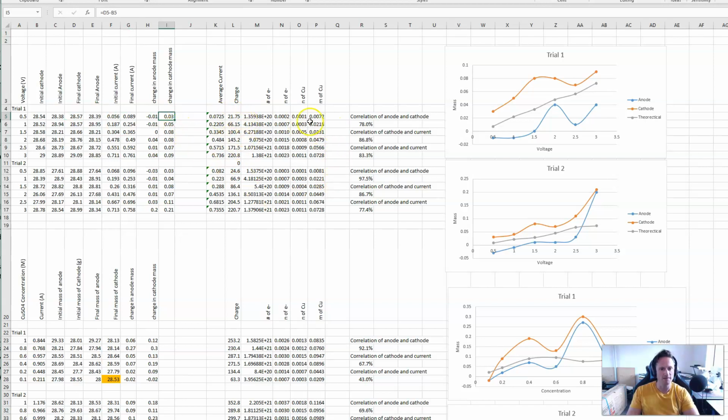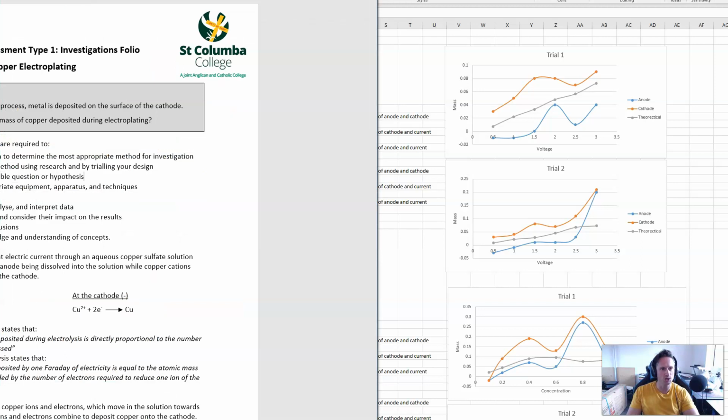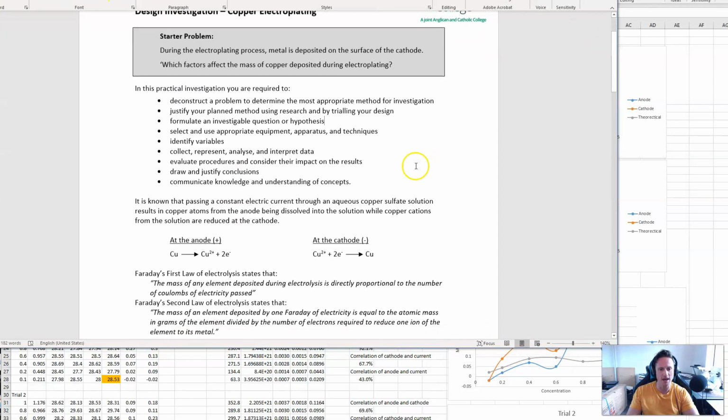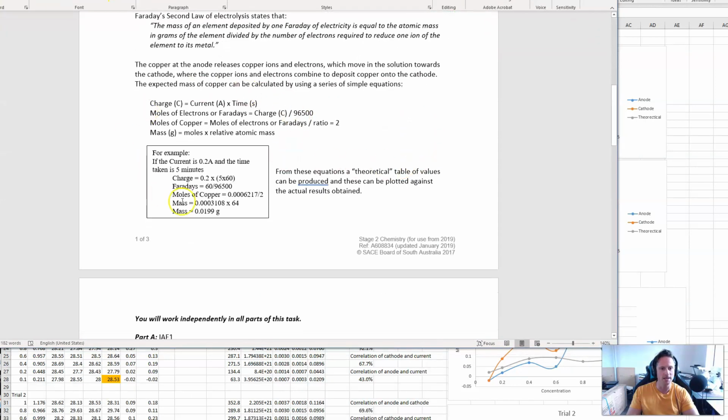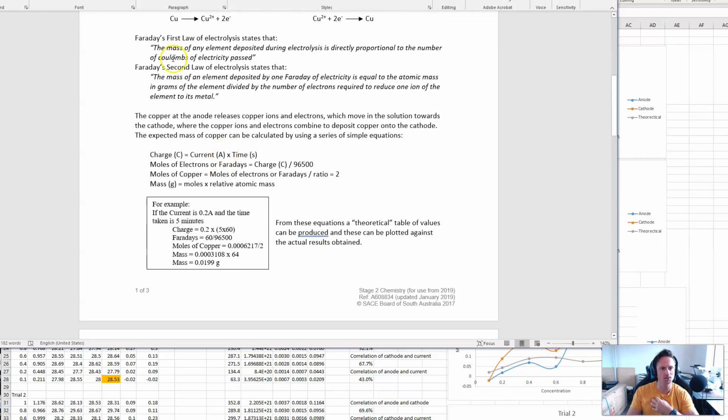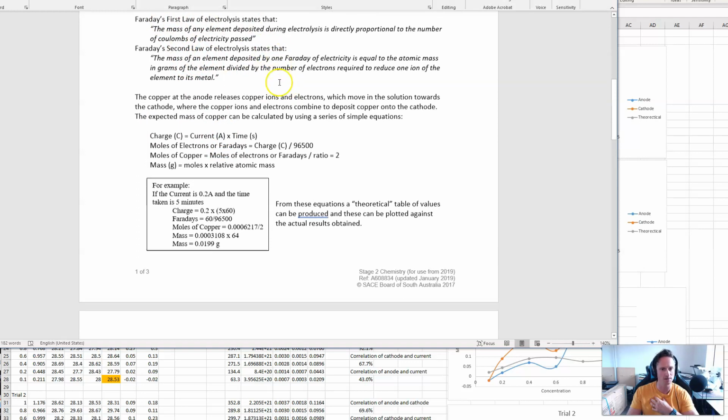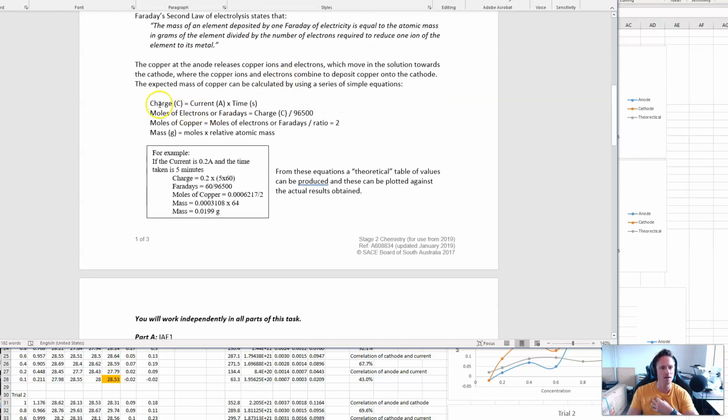Now, all of this stuff is to do with the actual theoretical calculations from our practical. So that's specified on the task sheet here. So that's saying how much copper should be electroplated. So these are the equations. So it's got to do with Faraday's first and second laws of electrolysis. And I won't read those. You can read those yourself. But this is how those laws are enacted in terms of theoretical calculations.